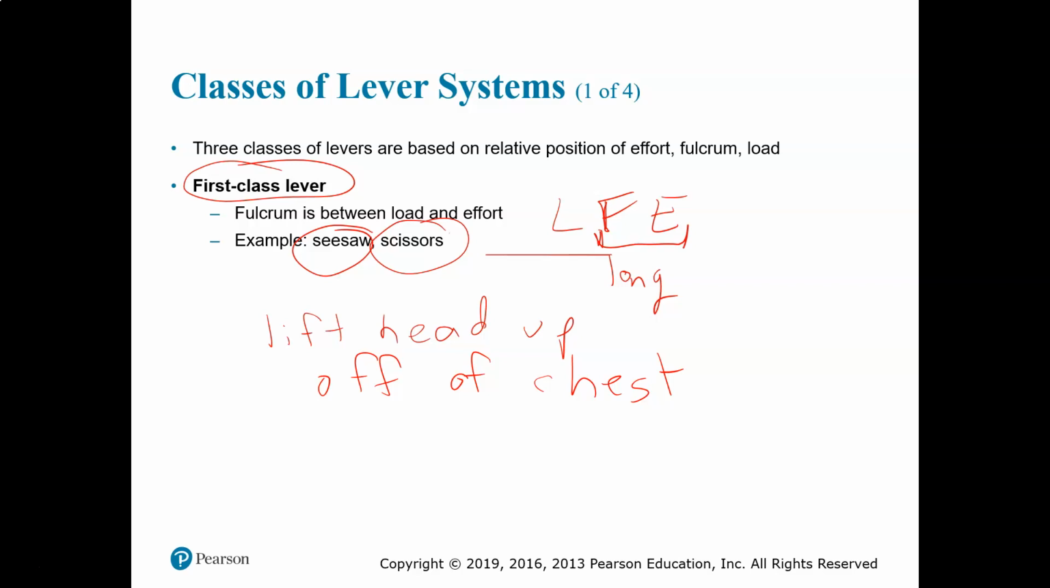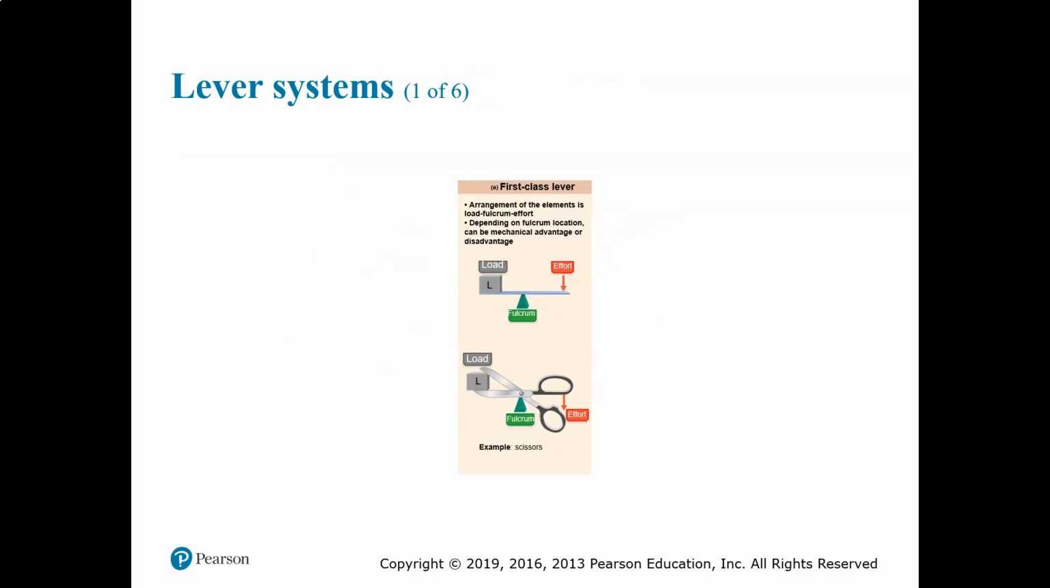The load is going to be your head, the fulcrum is your neck, and then the effort is going to be, and by the way, this is going to be a first class lever where it has a mechanical disadvantage, speed but not power. And so what we can see here is that in a first-class lever, the distance between the fulcrum and the effort can be long, or it can be short. With scissors, it's almost equal, right?